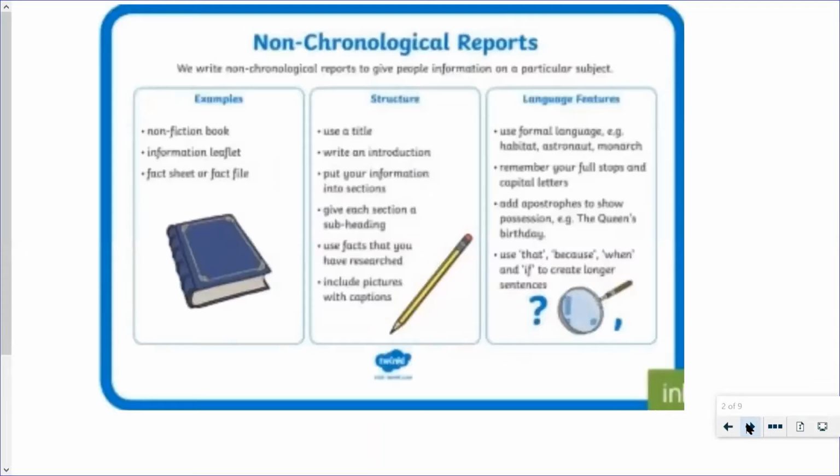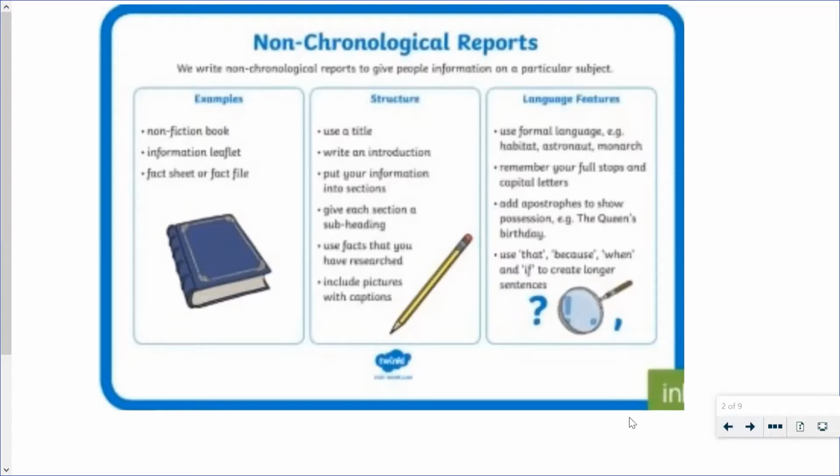Before we begin, I would like you to reflect back on your prior learning and think, what do you know about non-chronological reports? What kind of text are they? Are they a fiction or non-fiction text? Well done. It is a non-fiction text. It's an information book, and it gives us knowledge. It gives us knowledge on a subject that we might not know too many things about.